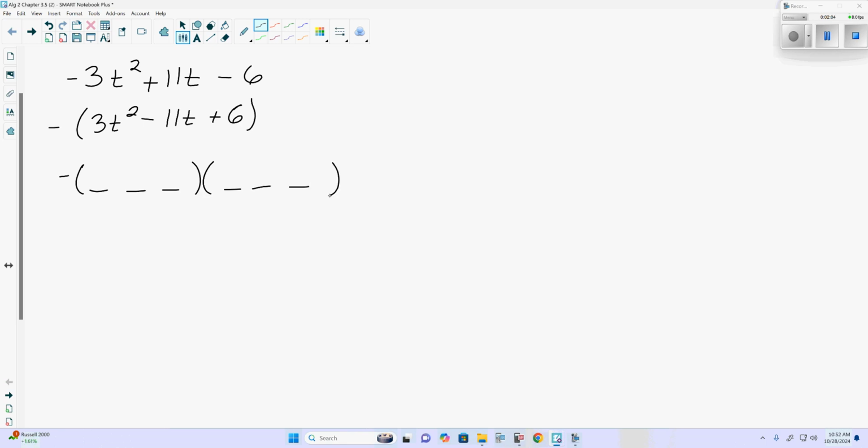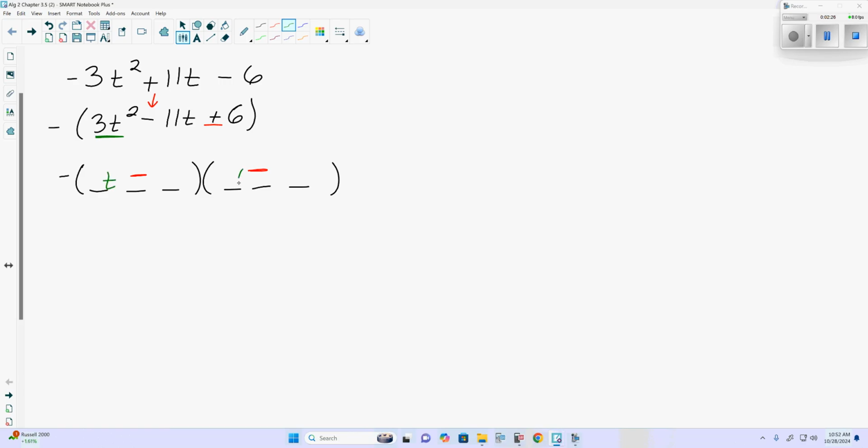Now we'll have our two sets of parentheses with three spaces. If the third term is positive, then the signs are the same and match the sign of the middle term. So here we'll have negative and negative. Now we're going to find the factors of the first term, our factors of 3t squared.